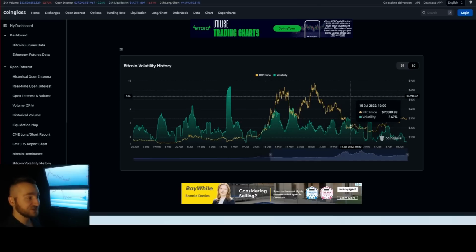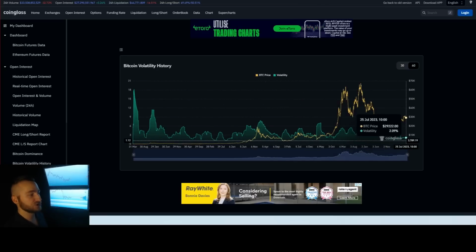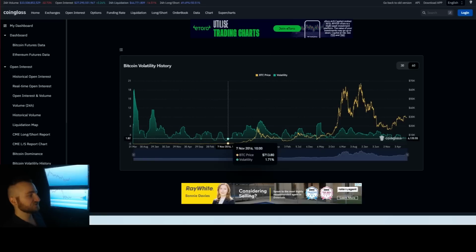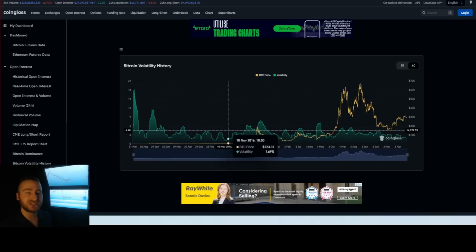Looking at the 60-day volatility index, we are also pushing to new lows, sitting at 1.87. The last time we have seen sub 1.8 was back in 2016, guys. Volume and volatility for cryptocurrency are at record lows, but what does that mean? It means a big and important move will soon follow.